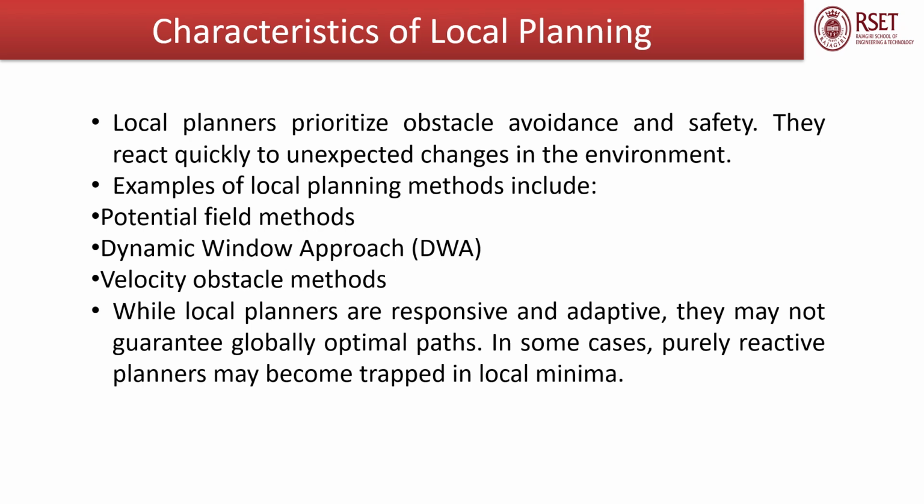Local planners emphasize safety and responsiveness. The goal acts like an attractive force pulling the robot forward, while the obstacles generate repulsive forces pushing the robot away. The resulting motion is a combination of these forces. Methods like the dynamic window approach evaluate possible velocity commands and choose the safest one. However, local planners may sometimes get stuck. For example, in potential field methods, the robot may reach a local minimum where forces balance but the goal is not reached. So local planners are adaptive but not always globally optimal.